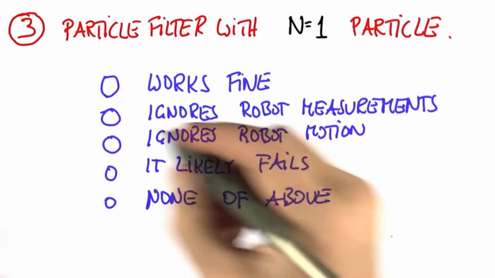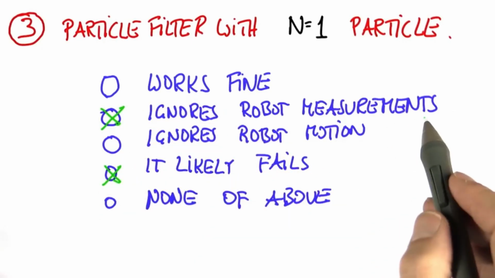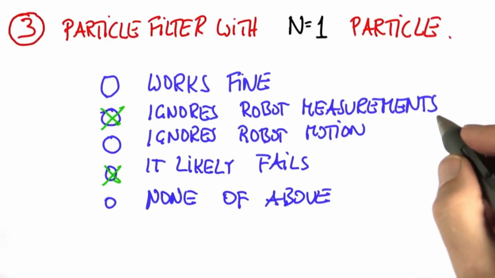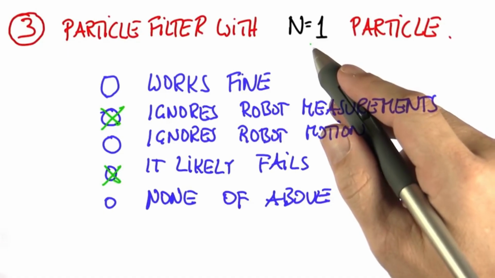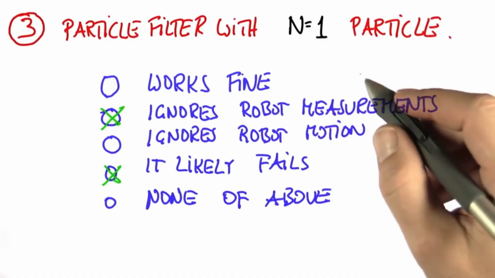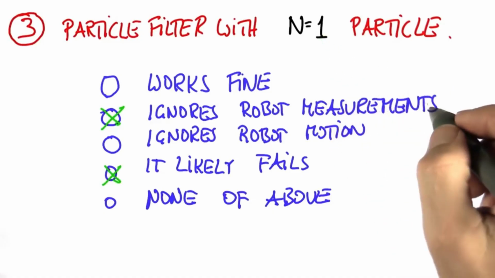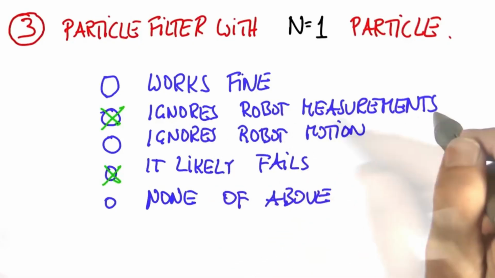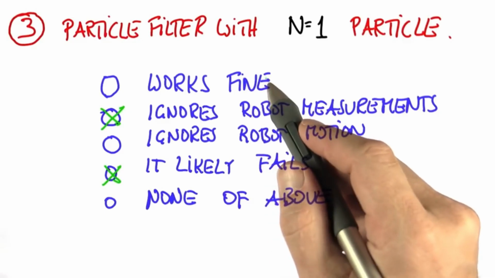The correct answers are it ignores measurements and will likely fail. It ignores measurements because the measurement sets the weighting factor in this resampling process, but with only 1 particle, the same particle will be resampled no matter what. So the chance of the particle to be resampled is 1, therefore it's independent of the actual measurement, and the robot truly ignores the measurements. Because it ignores the measurements, it'll likely fail, so works fine is incorrect.